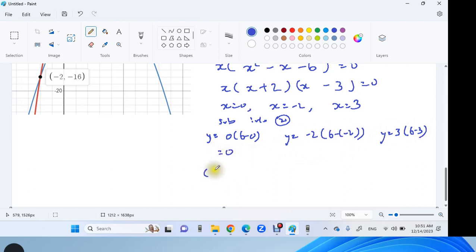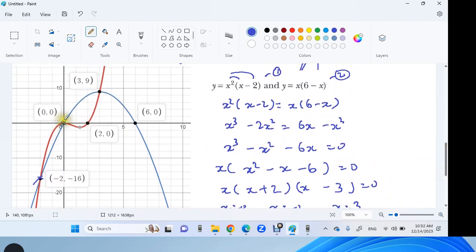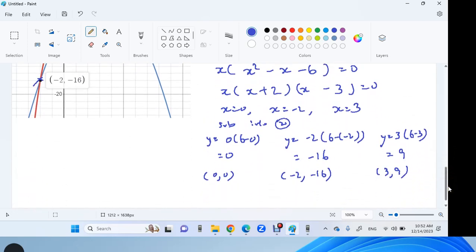So we have 0, so 0, 0. And this one, we have negative 2 times 8, which is negative 16. So we have negative 2, negative 16. And this is 9, so we have 3, 9. So you can see the intersection points are negative 2, negative 16; 0, 0; and 3, 9. So this is the answer.